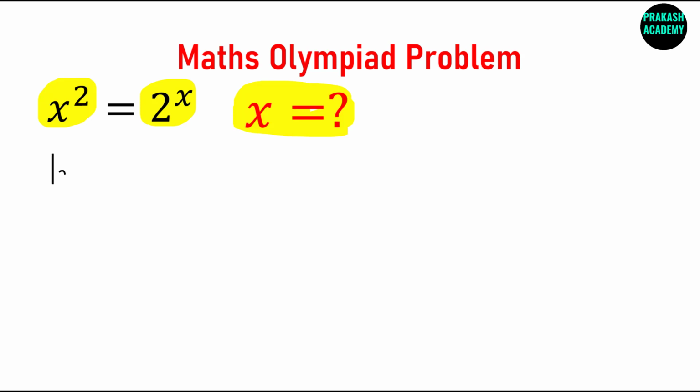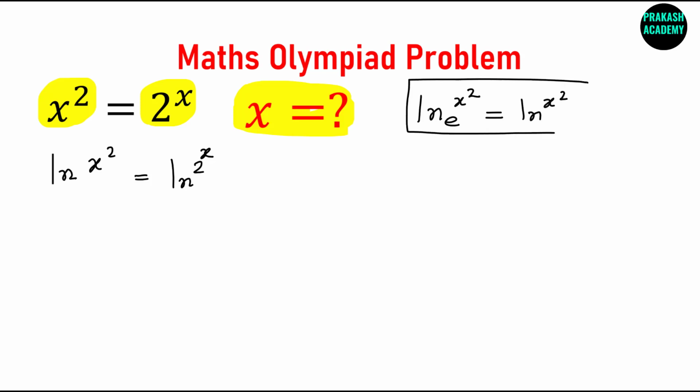So we can say ln x square is equal to ln 2 raised to the power x. Now in this case, ln means log on the base of e. So if I am writing ln x square, this means log of x square on the base of e. So I am using this convention or notation in this problem.